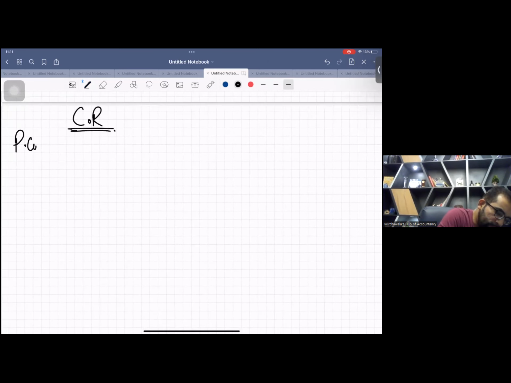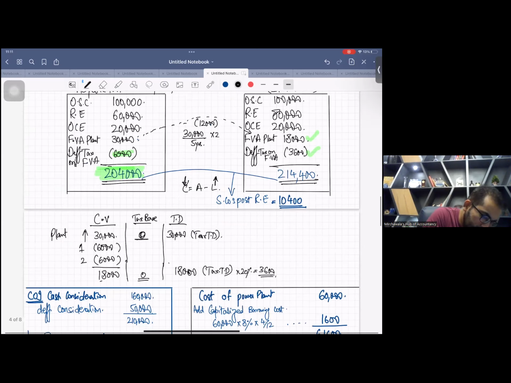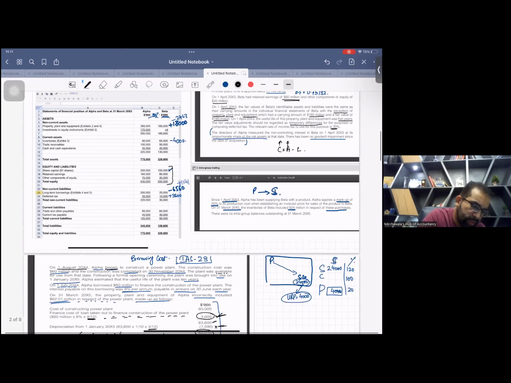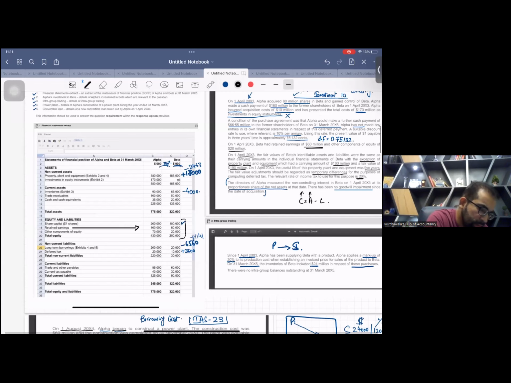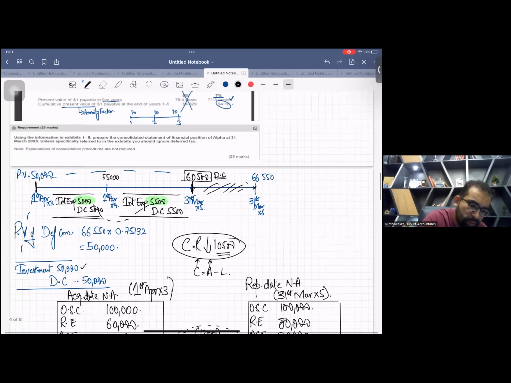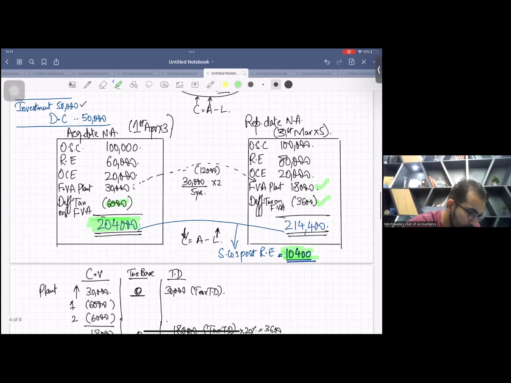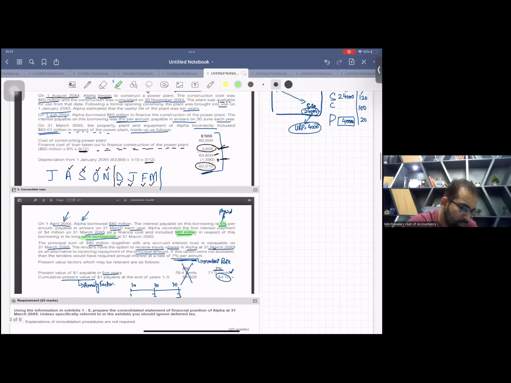First of all, we'll write parent company's retained earning. Okay, students, please let's be active. It's not difficult. You have done everything. Parent company's retained earning is how much? 160,000, and S company's post retained earning is 10,400. We have calculated it through the packets.